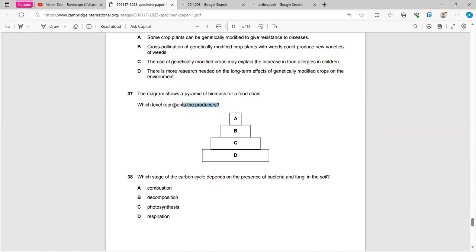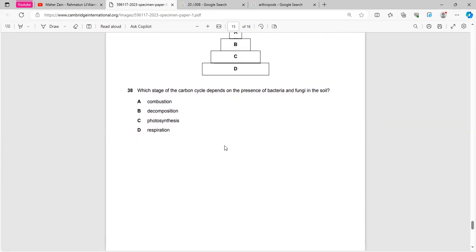Question 37, biodiversity. So the producers, we all know that the producers initiate the food chain, and they are always present in the greatest quantity in this pyramid of biomass. The D is the correct option, which represents the plants. Which cycle depends on bacteria? Obviously, decomposition depends on bacteria and fungi. No other option in all these options depends on bacteria or fungi.